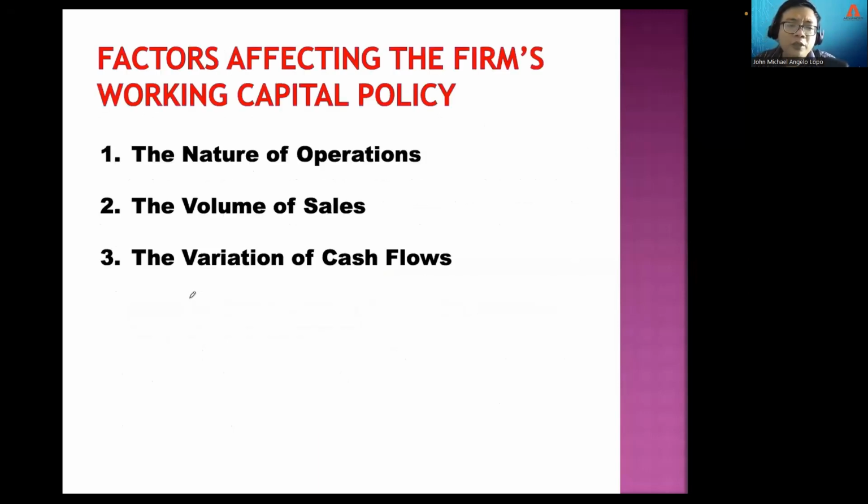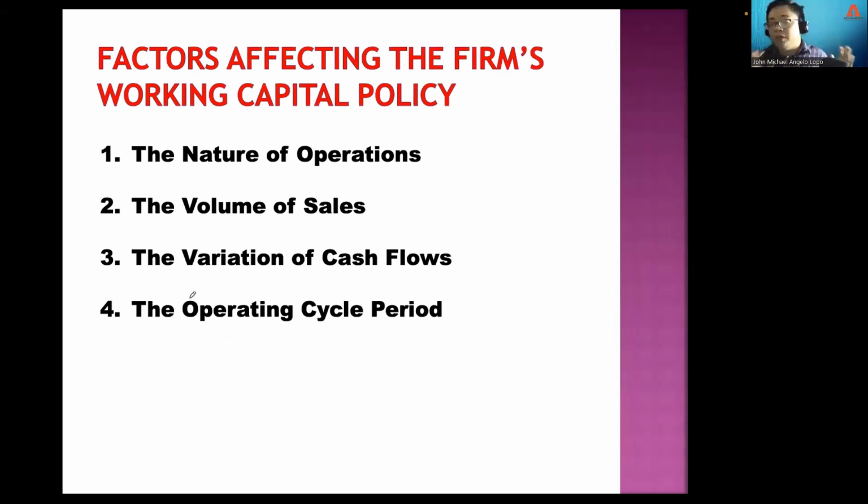So, ano naman yung nakaka-apekto sa ating working capital? Well, the reason why I mentioned this one kasi baka lumabas, no? Kasi nga their focus talaga is more on the working capital now. So ito yung factors that will affect the working capital policy. Number 1, the nature of your operations. Ano ka ba? Are you in a merchandising? Kayo ba ay more on trading? Kayo ba ay more on manufacturing?